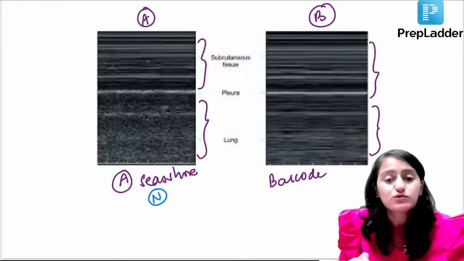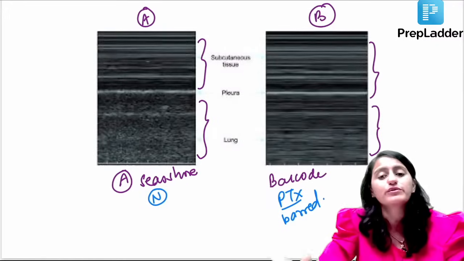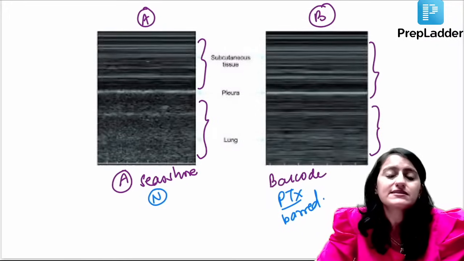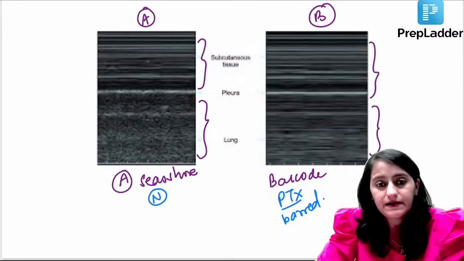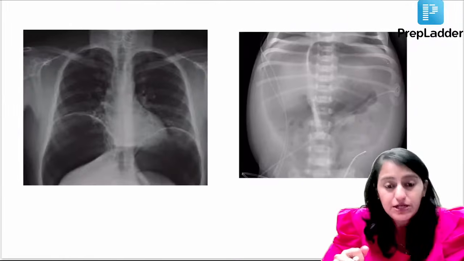Normal people go to seashore. Pneumothorax patients are barred from going to seashore. So pneumothorax is going to be barcode sign, right? Is this clear with everyone? So barcode is what you see in pneumothorax.